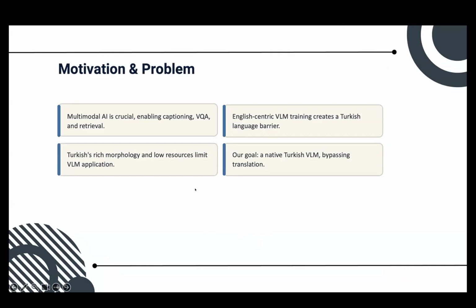Let me begin with our motivation. Multimodal AI has become crucial for modern applications, enabling image captioning, visual question answering, and cross-modal retrieval. These technologies are transforming how we interact with visual information. However, we have a significant challenge. Current vision language model training is overwhelmingly English-centric, creating a substantial barrier for Turkish language applications. This isn't just a minor inconvenience, it is a fundamental limitation.